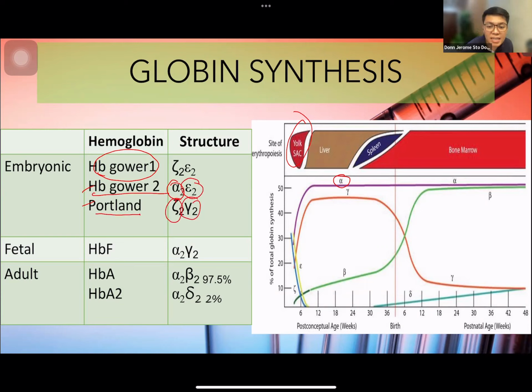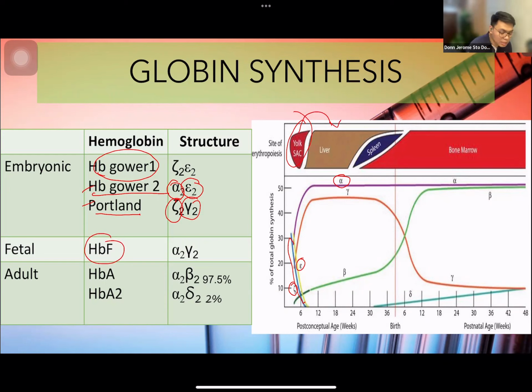Now, by 6 to 8 weeks of gestation, the expression of these hemoglobins declines. You can see epsilon and zeta decline. This coincides with the change of hemoglobin synthesis from the yolk sac to your liver. Okay? So it's in the liver now. And at around 10 to 12 weeks of gestation, you now produce your hemoglobin F, your fetal hemoglobin.